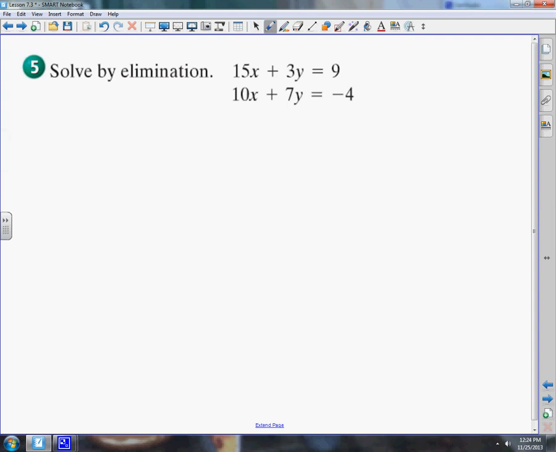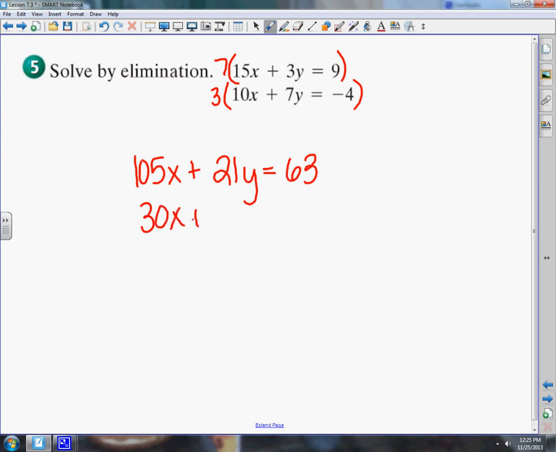For this one, you can choose to cancel out your x's or your y's. I am going to multiply this by 7 and this by 3. You could do it either way, just as long as you get the same answer as me. If you did it a different way, that's totally fine. So 7 times 15 is 105x plus 21y equals 63. So I just did the whole entire top equation. Now the bottom equation is 30x plus 21y equals negative 12.